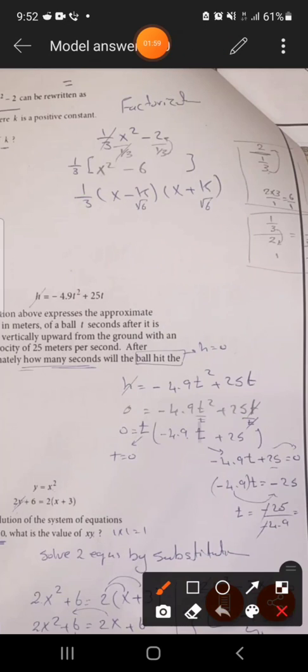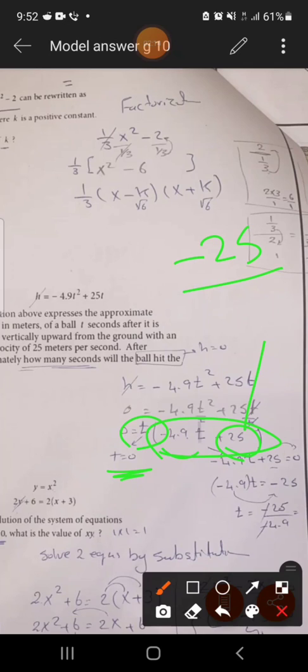Here I wanted to get the solution from here, right? So t, as there's no positive or negative here, will be equal to 0. What about here? You will take 25 with the opposite, which is negative 25, over the coefficient of t, negative 4.9.